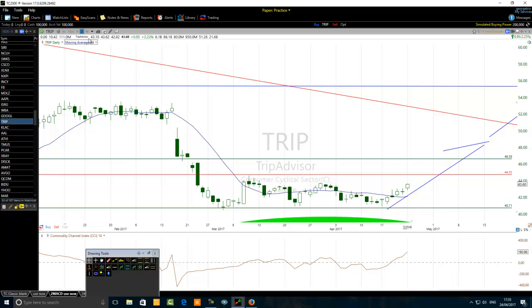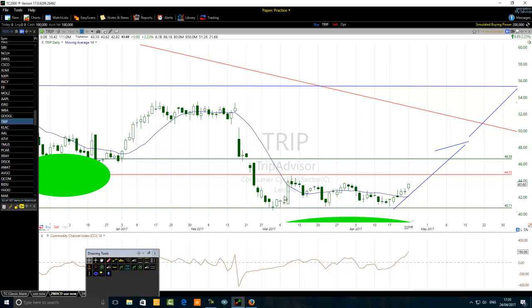Otherwise you will end up making a mistake, and you don't want to make a mistake. So here on the daily chart, there is a consolidation taking place. People are buying near this low here, and it's heading towards the resistance level. Will it break above that level?